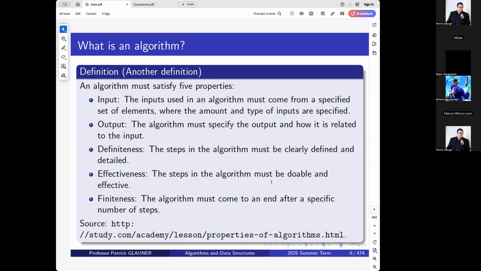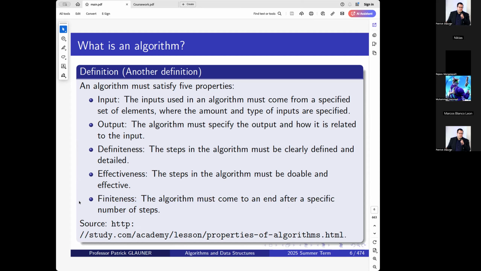Effectiveness would mean it must be doable and actually effective. And finiteness would mean the algorithm must come to an end after a specific number of steps. Again, this is a bit unclear if finiteness refers to the running time or the description of the algorithm.